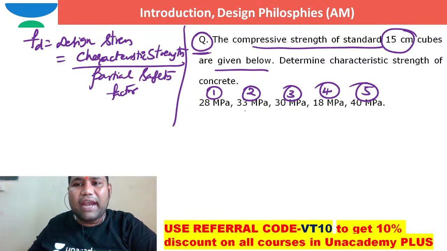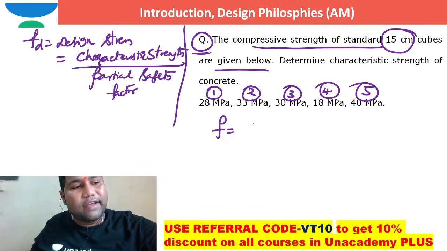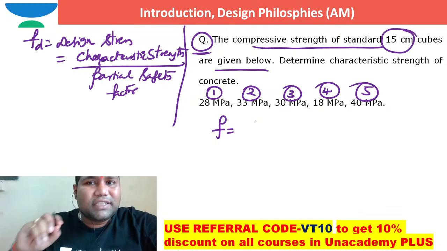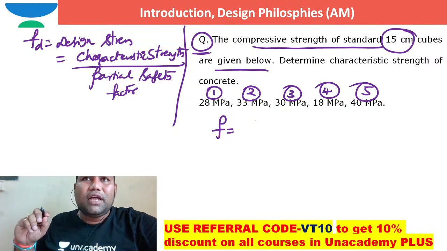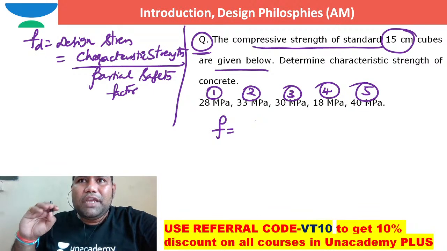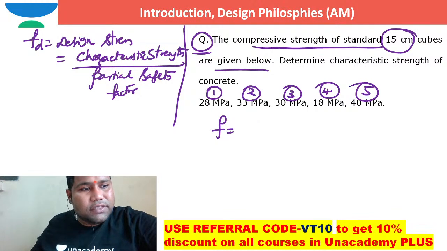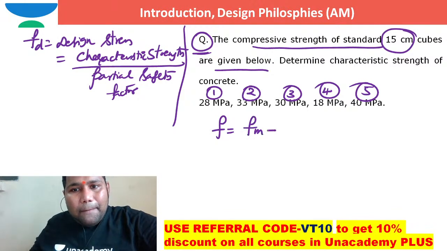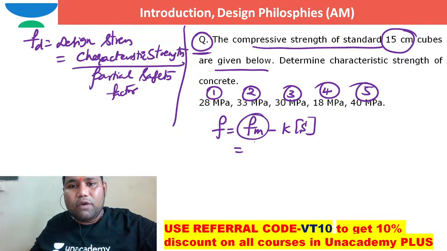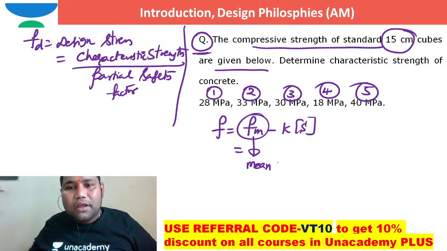Now the question is how to work out the characteristic strength of the material. How do we define the characteristic strength of the material? It is the strength below which not more than 5% of the test results will fall. In other words, it is the strength at which at least 95 percent of the test results will be above that value. In such a case, f is equal to the mean strength minus k times the standard deviation. And what does fm stand for? This fm stands for mean strength.